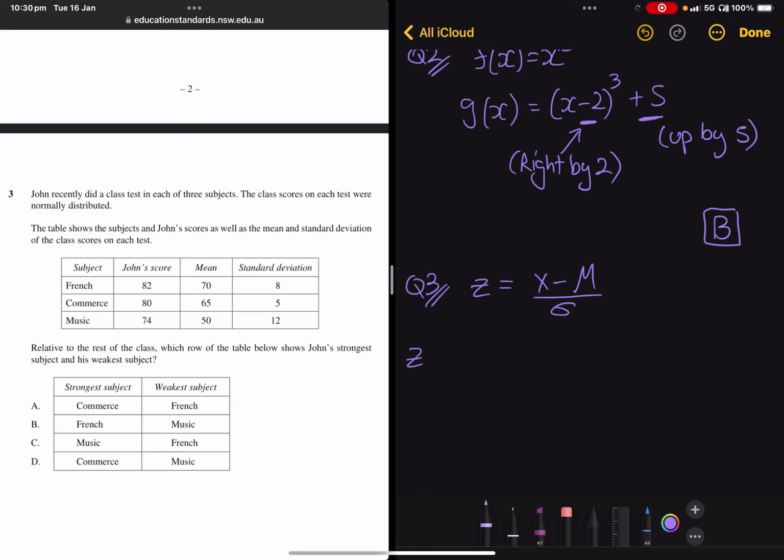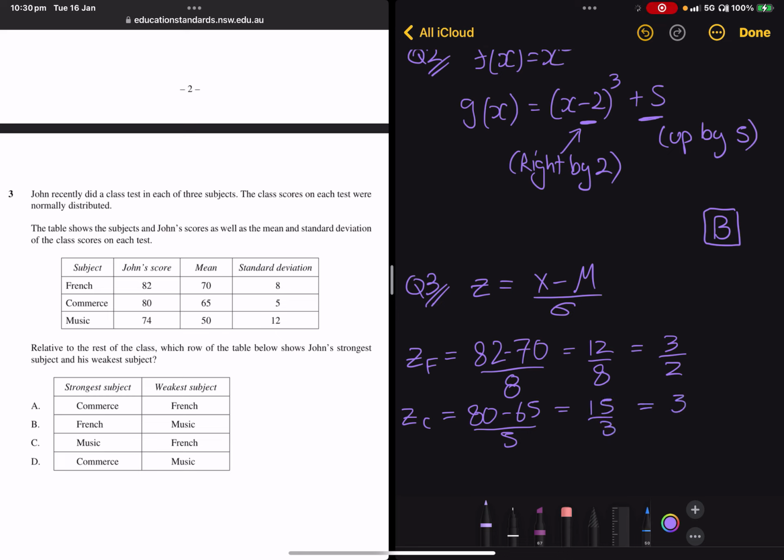So the z-score for French is his score, 82, minus the mean, which is 70, over the standard deviation, which is 8. This is 12 on 8. This is 3 on 2, or 1.5. His z-score for commerce is 80 minus 65 over 5. This is 15 on 5. This is 3. And his z-score for music is 74 minus 50 over 12. So this is 24 on 12.